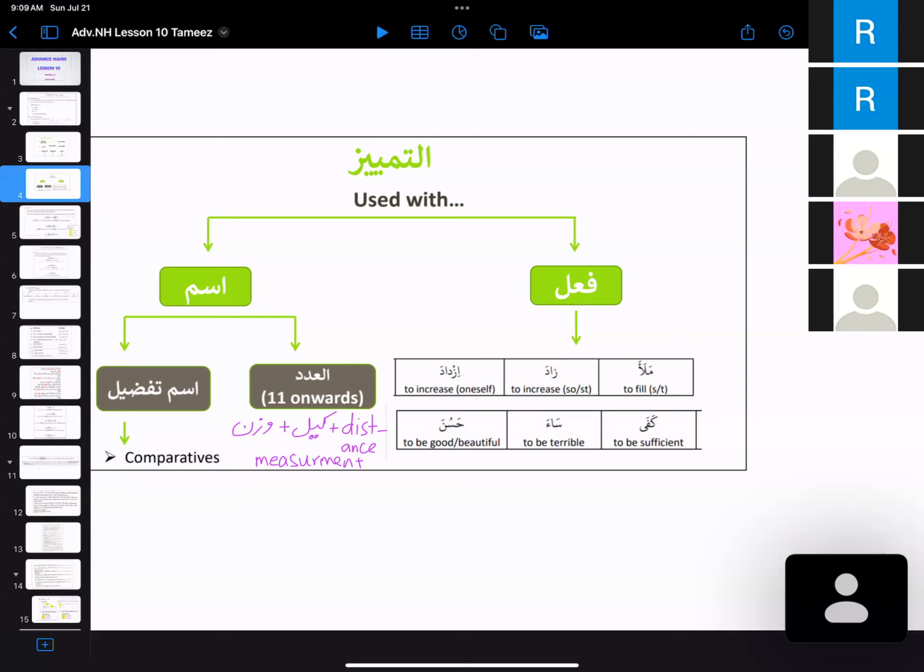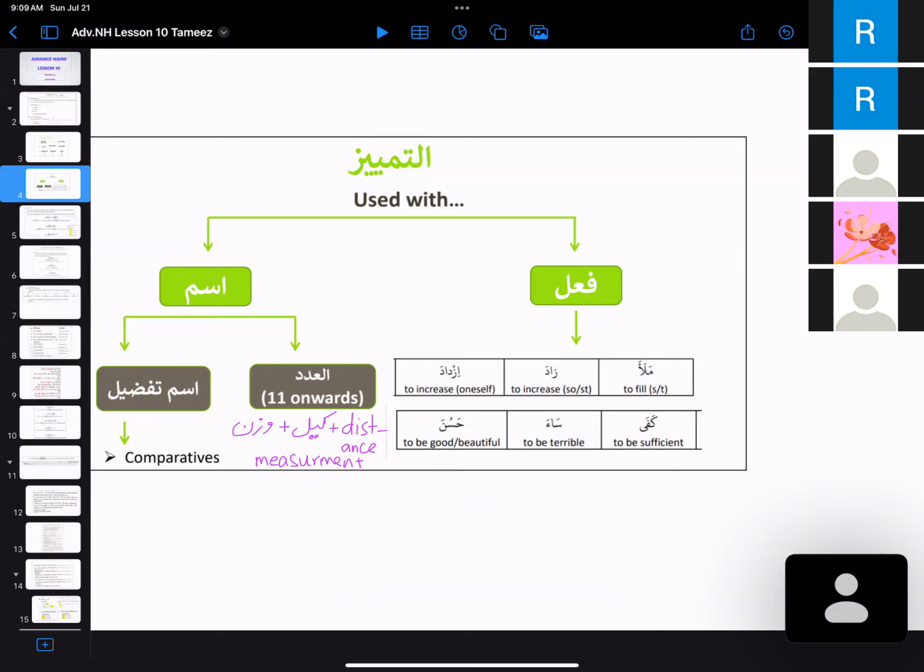That is important because we know that there are many maf'ul, many maf'ulat, right? So again, if this is mansub as well, then we will be confused. Even the hal is going to look the same, right? So that's why we need to make sure that we know how to find out the tamyiz. Okay. So we are saying that the tamyiz can be used with the ism or fi'l.